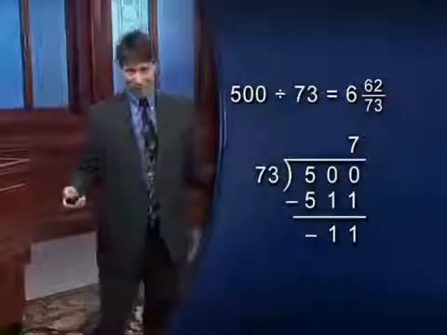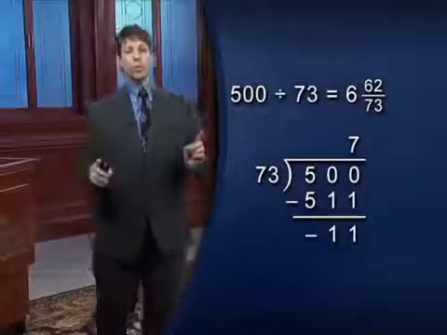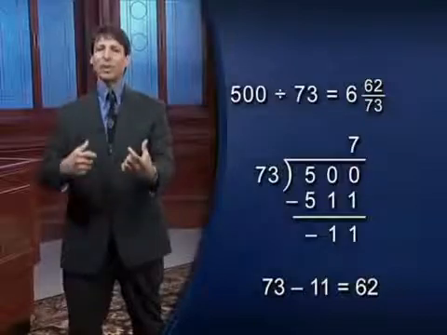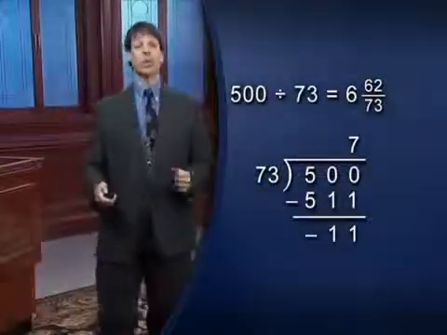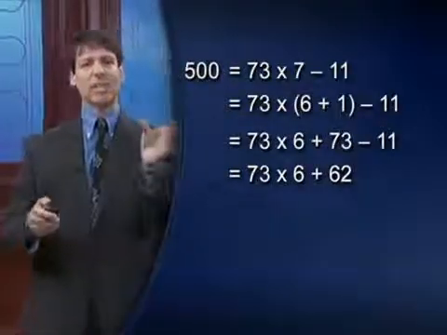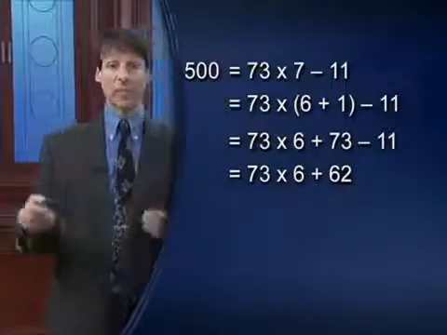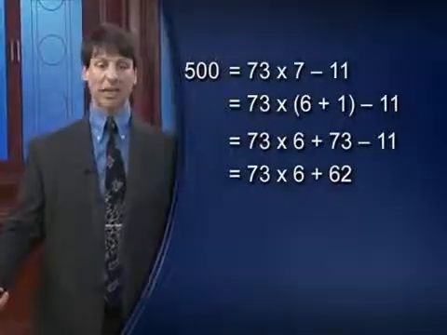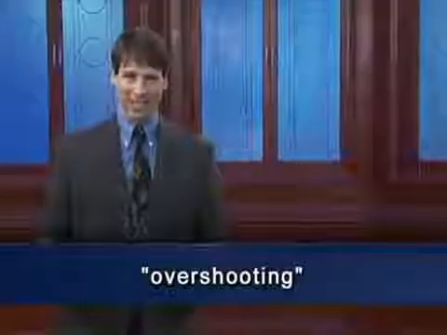Now that sounds a little ridiculous, right? But that's the same as an answer of 6 with a remainder of 73 minus 11, 62, and that agrees with our previous answer. So why does that work? Because 500 is 73 times 7 minus 11. And when we replace 7 with 6 plus 1, we actually get 73 times 6 plus 62. I call this technique overshooting.